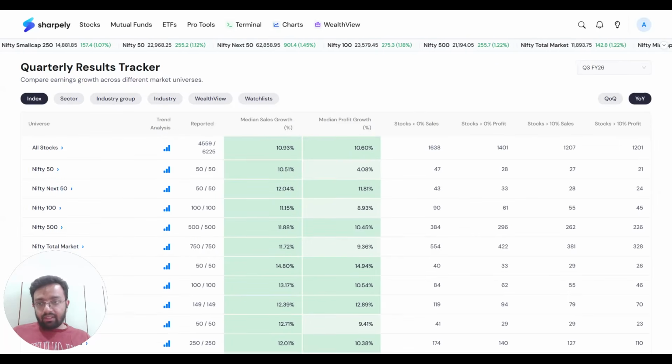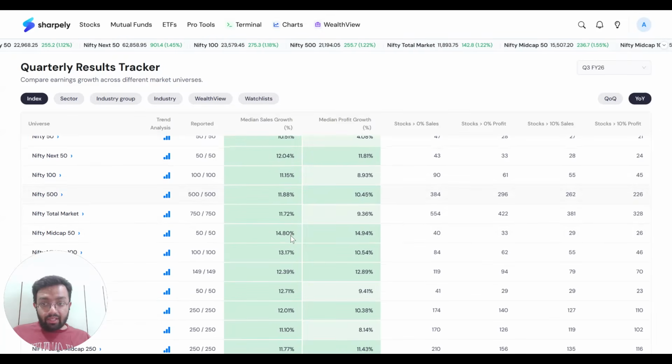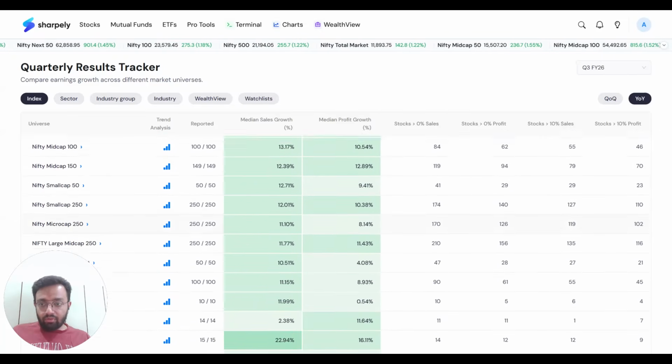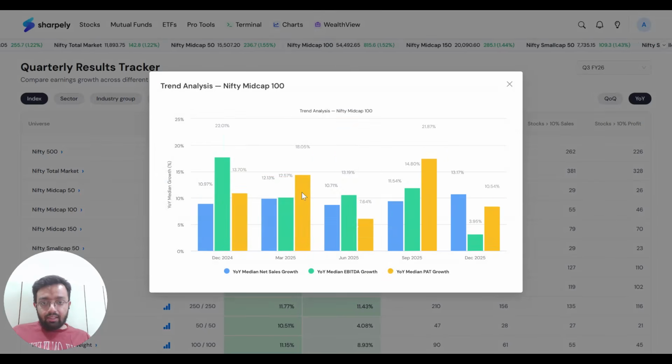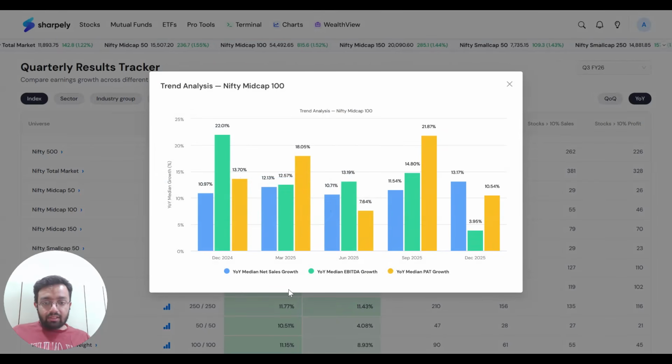Another important thing that I would like to show is, let's say for example, you want to check what has been the trend of the market. So if I look at mid cap stocks, let's say Nifty Midcap 100, what has been the trend? For that, I just need to click on this icon, and you will be able to see the trend of the past 4 quarters as well.